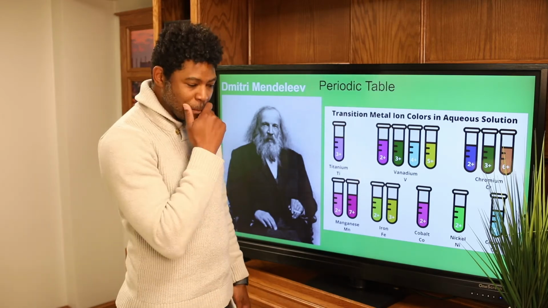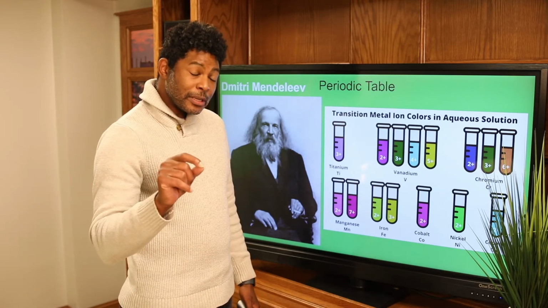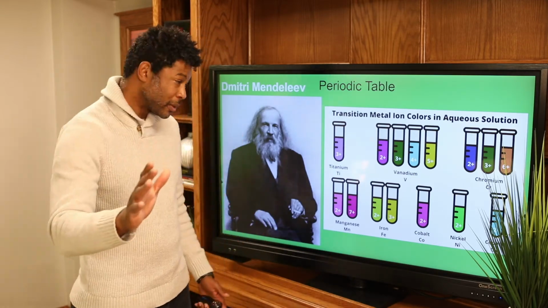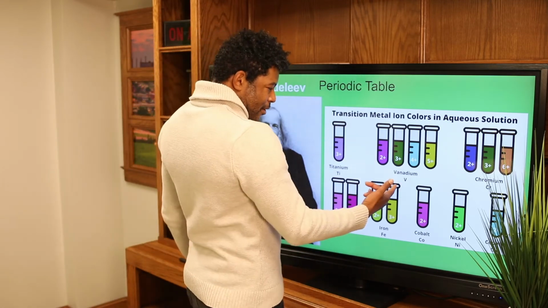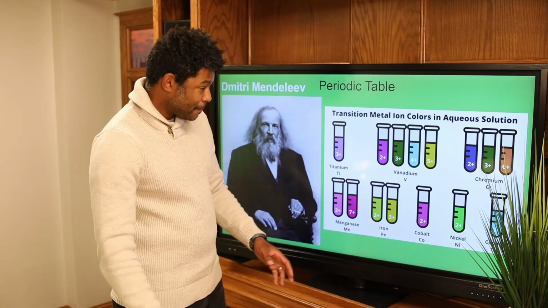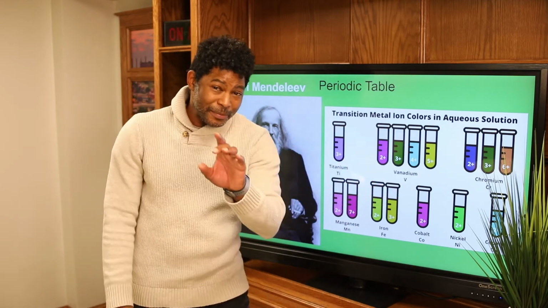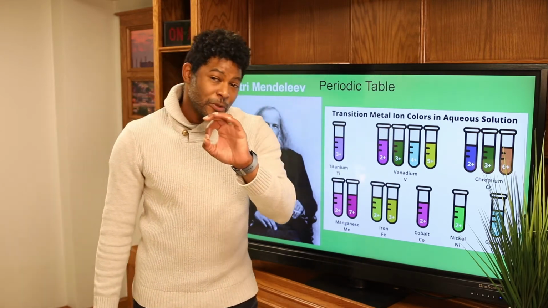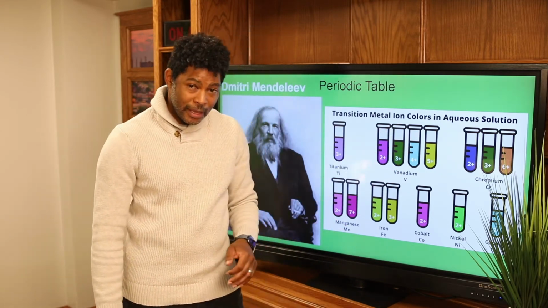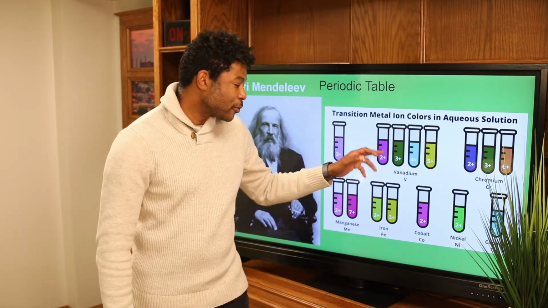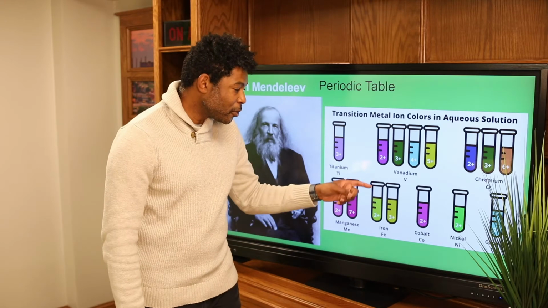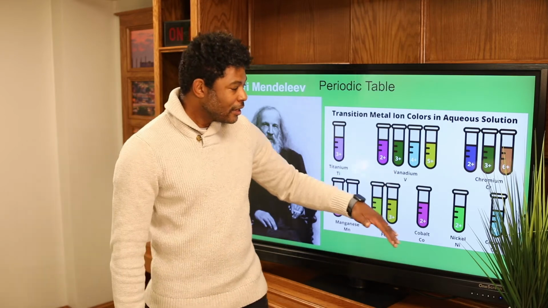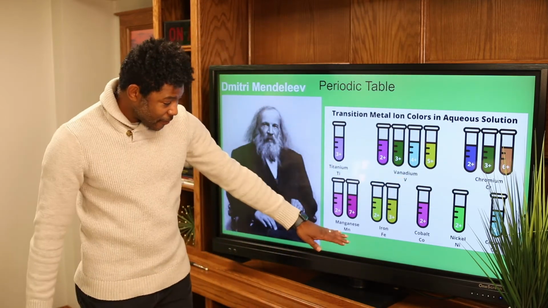Now here's the thing. Metals, depending on how many electrons, will act differently. Here's what I mean. So you got something called vanadium. Vanadium, if you have a +5, which means it lost 5 electrons, it has like a goldish color. If it only loses 4, it's a light blue. If it loses 3, it's green. If it loses 2, it's purple, but it still has the same number of protons. Same thing for chromium. Same thing for magnesium.